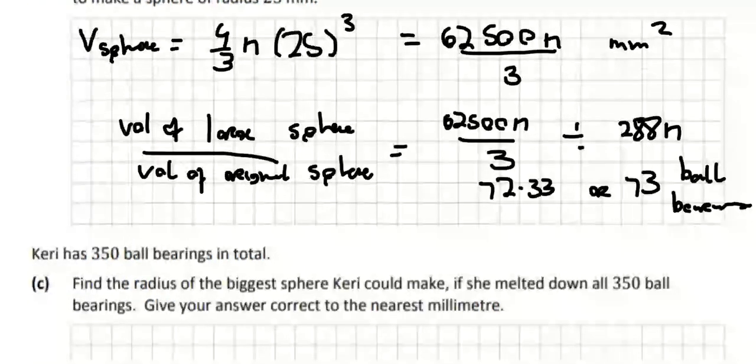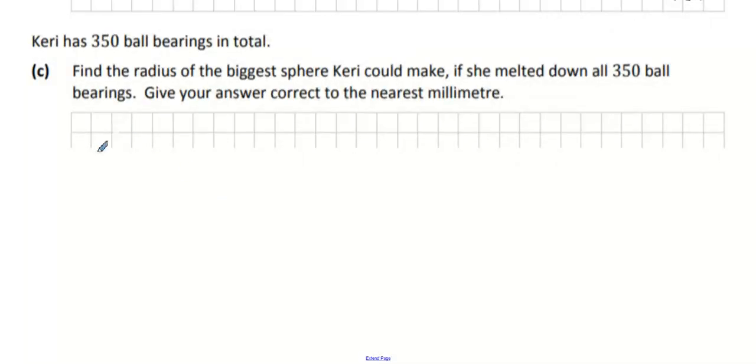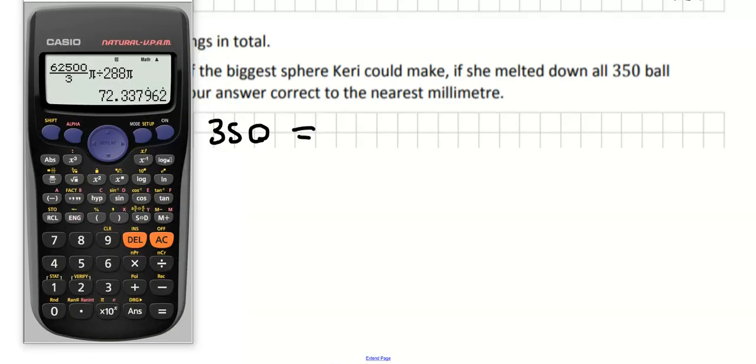Then we have part 3. Kerry has 350 ball bearings in total. Find the radius of the biggest sphere Kerry could make if she melted down all 350 ball bearings. So this means you're going to get 288 pi multiplied by 350, and this tells us the entire amount of material we have. So 350 multiplied by 288 pi, and we get 100,800 pi.